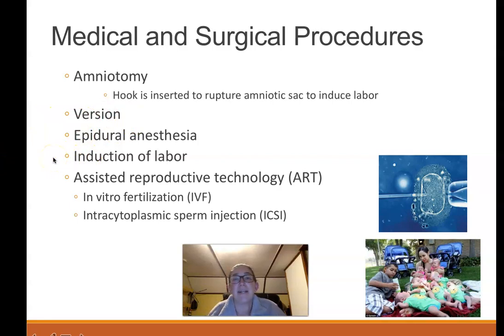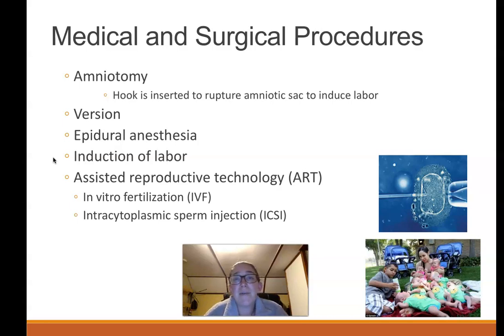Induction of labor can be done if somebody is beyond their due date. The danger of going beyond 40 or especially beyond 42 weeks is that the fetus can just keep getting bigger and bigger. Also, the placenta can start to degrade and not work as well. And so late-term pregnancies like that are at higher risk for stillbirth.